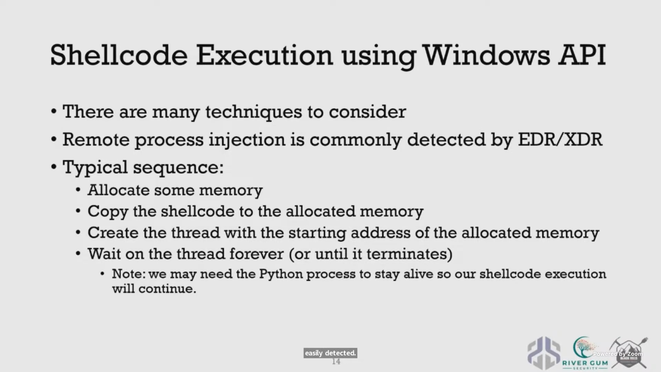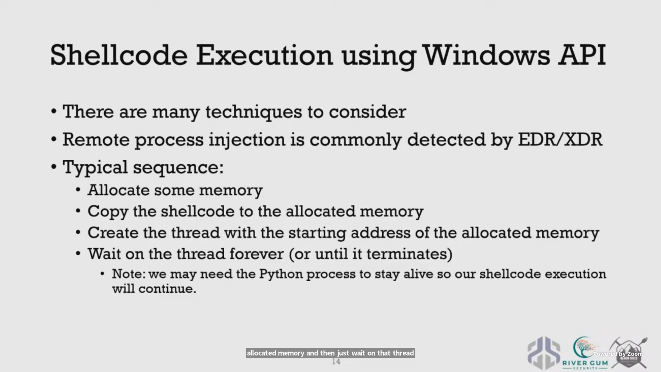Now, there's ways around that. I'm not going to talk about some of the evasion techniques today. I'm going to talk about this in the Python context. If you create a thread in the same process, you're normally a little bit safer, and the typical sequence is to allocate some memory, copy the shellcode into that allocated memory, then create a thread with the starting address of the allocated memory, and then just wait on that thread forever or until it terminates, right?